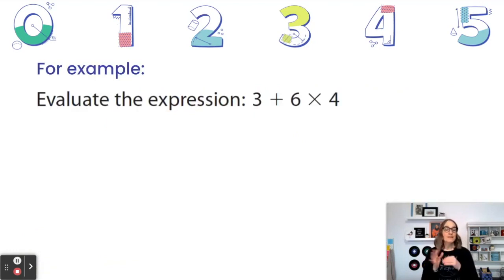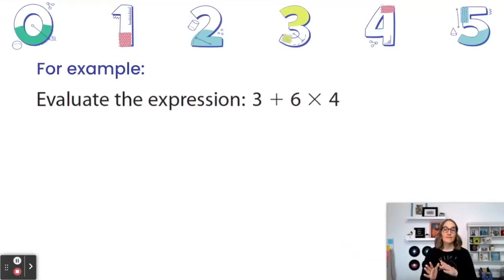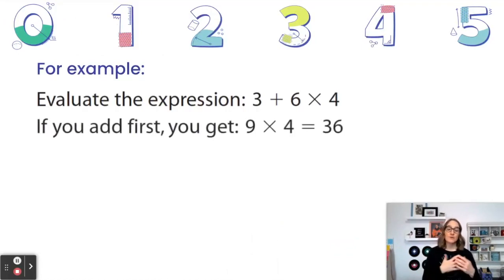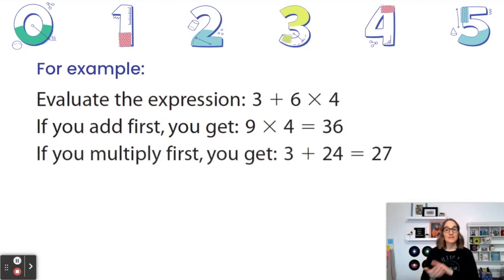Here we're asked to evaluate the expression 3 plus 6 times 4. Now, pause for a second and remember that an expression is just a mathematical statement with numbers and operations. And when we calculate the answer to an expression, we are evaluating the expression, or we also say simplifying the expression. Now, if we add first, we have 3 plus 6, which makes 9, and then 9 times 4, which gives us 36. But if we multiply first, we have 6 times 4, which makes 24. Then we do the addition, which is 3 plus 24, which gives us the answer 27.